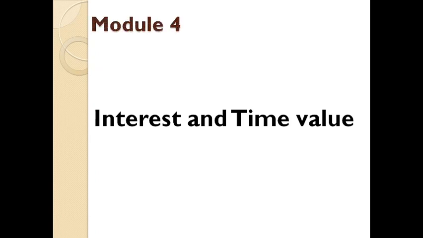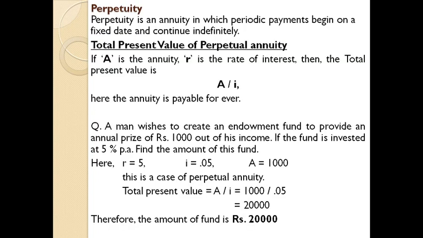Previously, we discussed annuity, two major kinds of annuity, immediate and annuity due, and followed by that, we have dealt with perpetuity. Let us deal with some of the other cases that come under perpetuity. Previously, we discussed what is meant by perpetuity and how to find the total present value in case of a perpetual annuity.